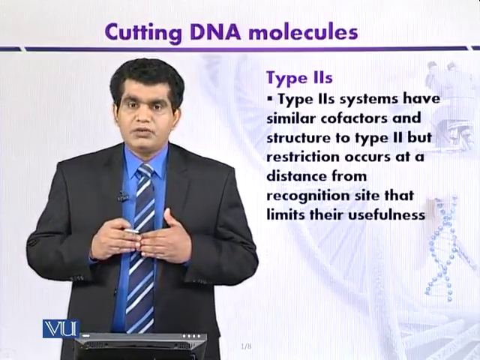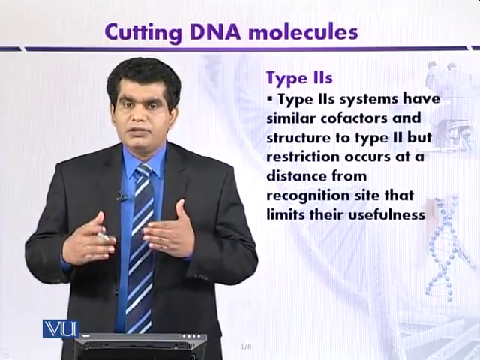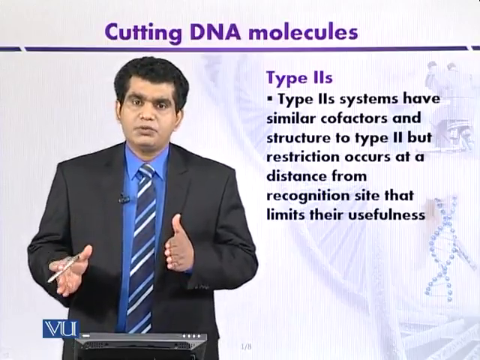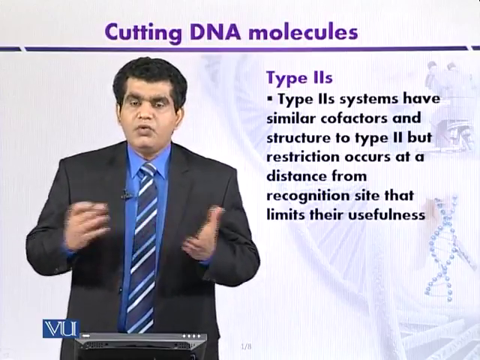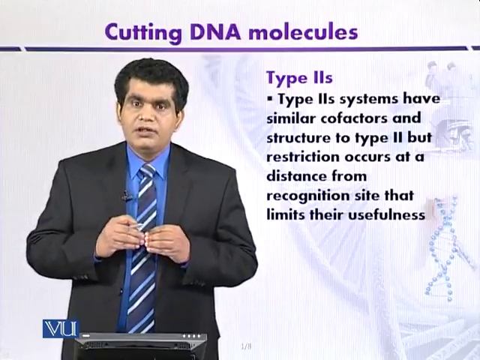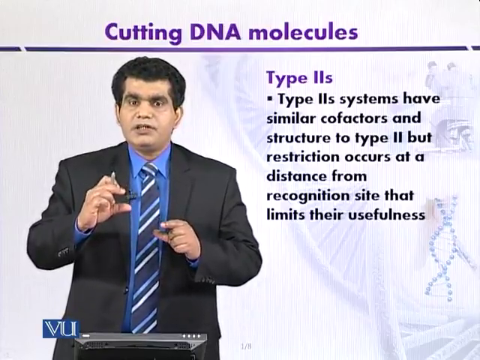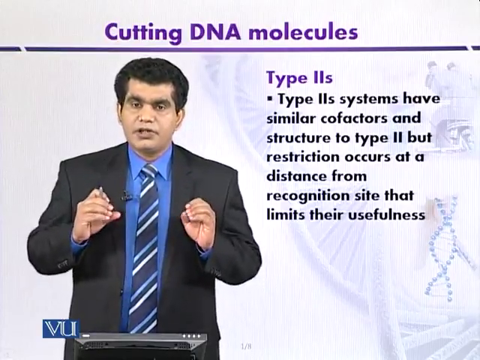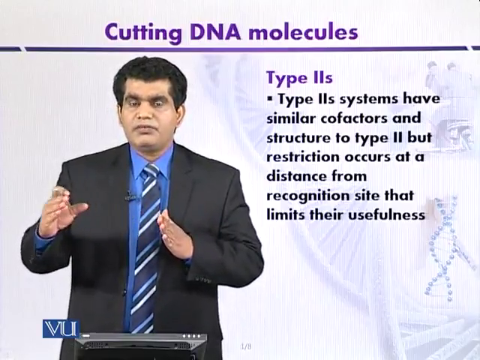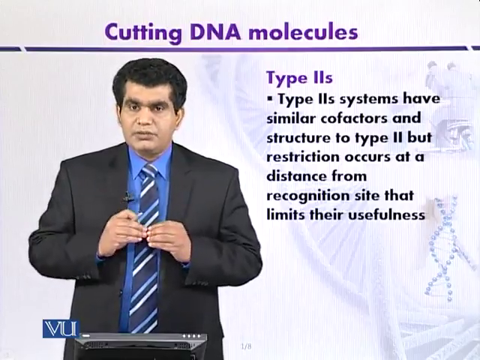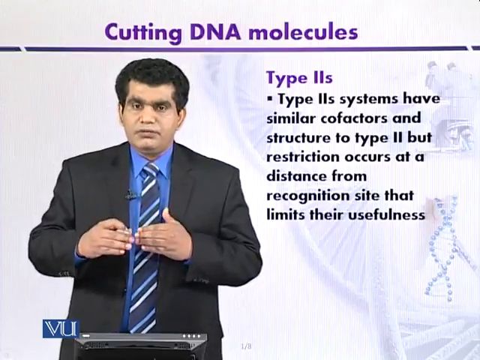The last category, called type 4, is structurally more closely related to type 2 restriction enzymes, but it also has no value. What is the reason? The reason is again that although they recognize a specific DNA sequence or target site, they also cut away from the target sequence. So that's why they also have no value in the process of gene manipulation.